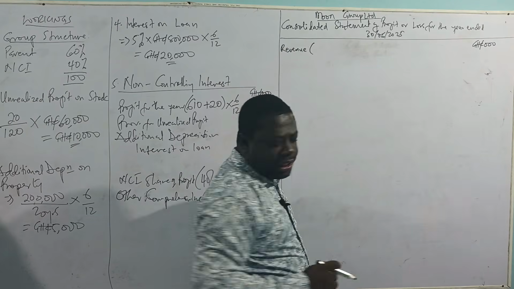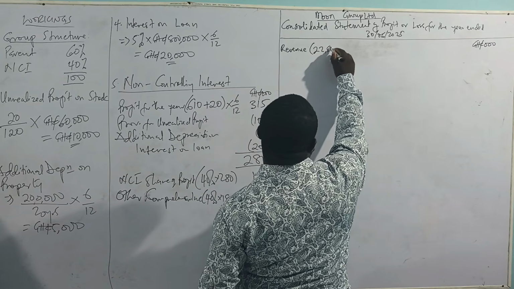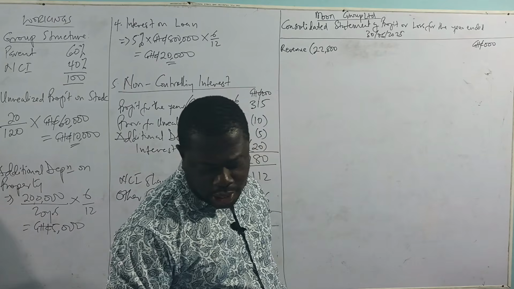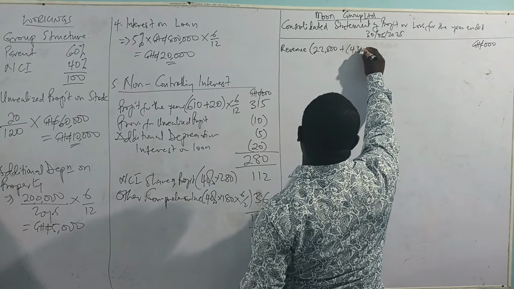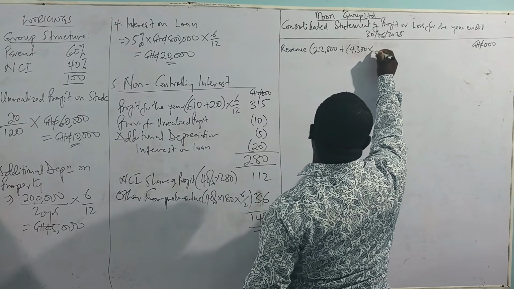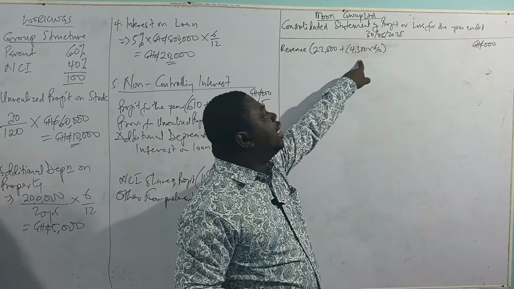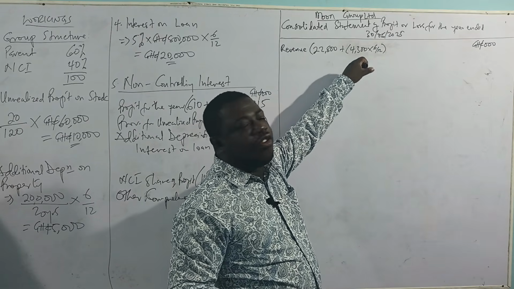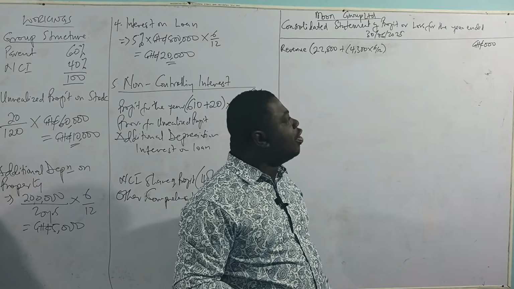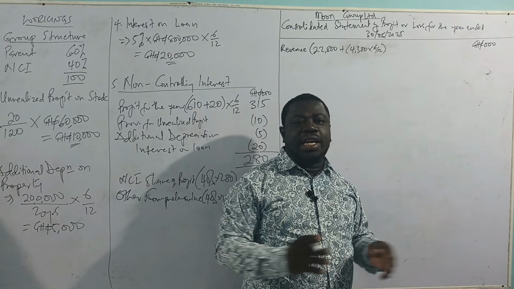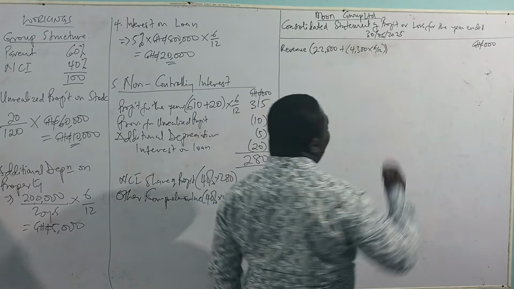Now in consolidating revenue, the revenue of the parent was 22,800, plus the revenue of the subsidiary, which is 4,300. But remember that we will multiply by 6/12. We are multiplying only the revenue of the subsidiary. For almost all the figures of the subsidiary, it will be multiplied by 6/12, because we are told that income and expenses accrue evenly over the year. So that is how it's going to be.